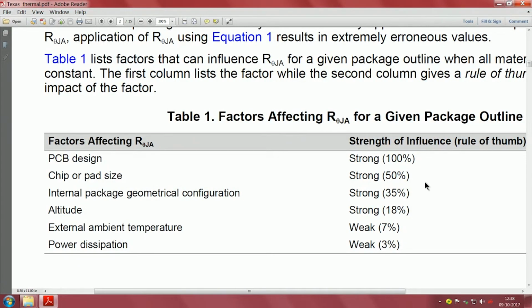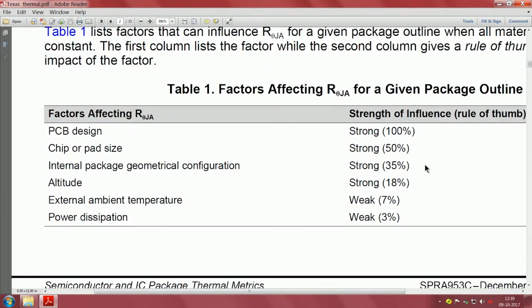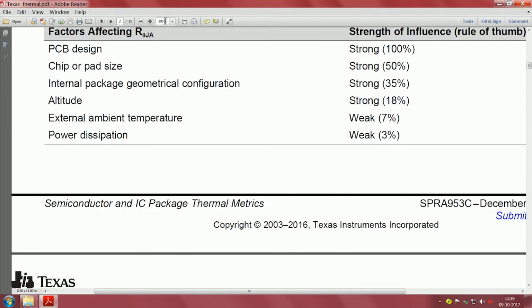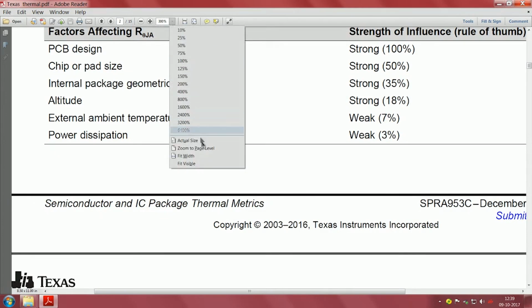It seems ambient temperature and power dissipation have lesser and lesser effect than the system level PCB design. So, this is coming from the actual manufacturer, that is Texas. Texas has been in this business forever, as long as at least what I can remember.